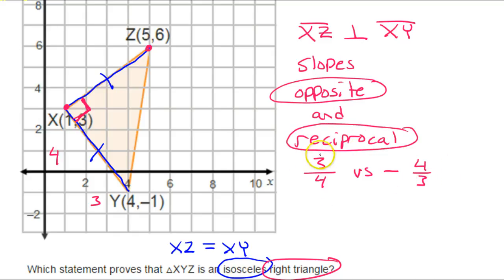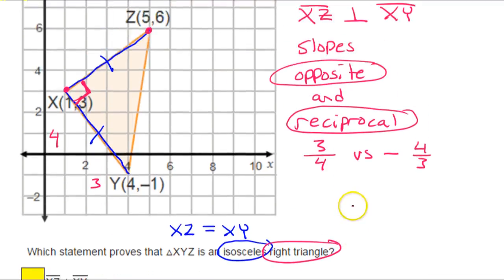Because they are opposite in sign and reciprocal, we know that these two segments are in fact perpendicular, which shows that it's a right triangle. It's a 90-degree angle. If I need to, I could do the distance formula and calculate these lengths for XZ and XY. I'm going to look at the answer choices and see if we can figure it out without doing that. If I need to figure it out, we will.